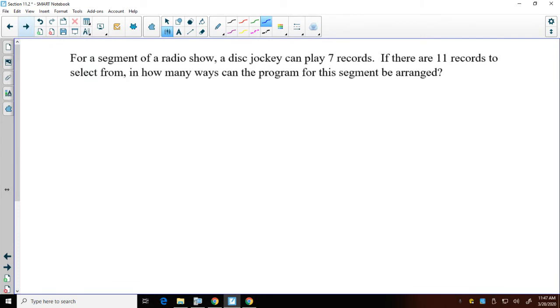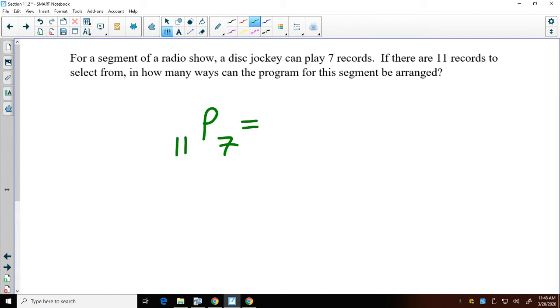So in here, a segment for a radio show, a disc jockey can play 7 records. If there are 11 to select from, how many ways can we do this? So this is definitely nPr. This is not a duplicate because we're not going to replay records. I'm going to play them once. So how many records do I have total? I have 11. That's the n. What's the r? I can only choose 7. So I had 11 records, and I'm only going to choose 7.